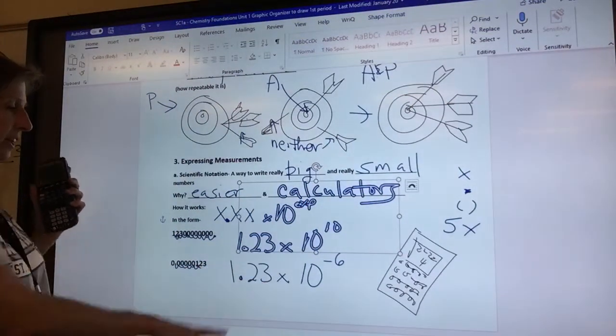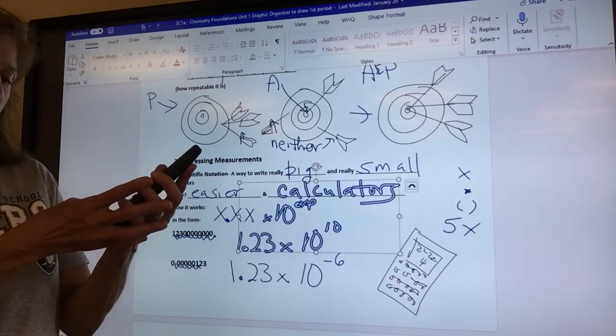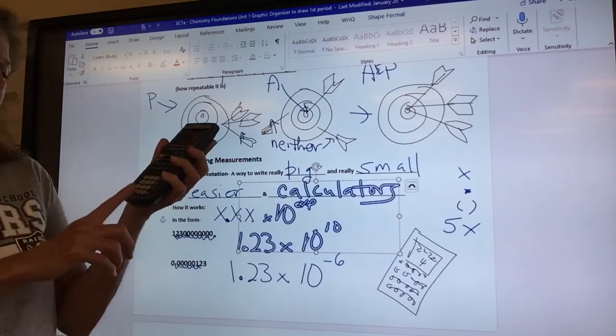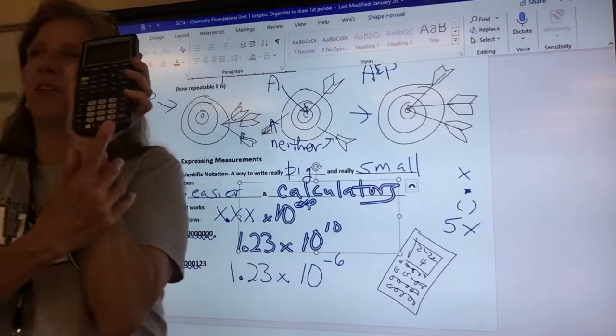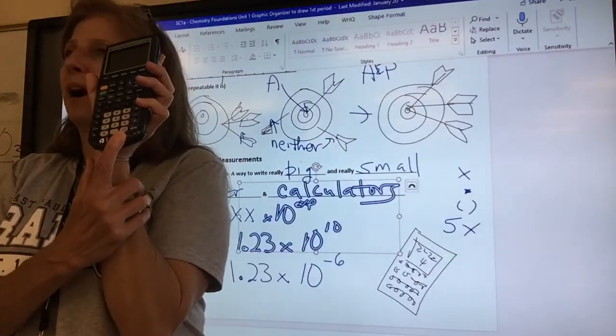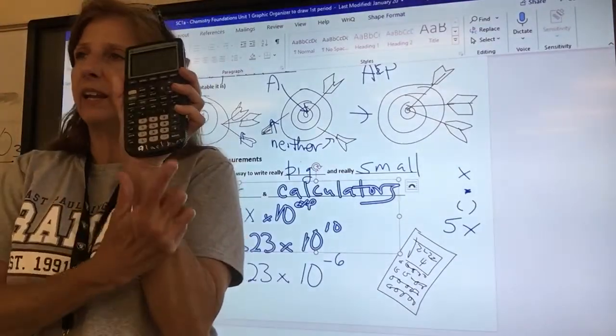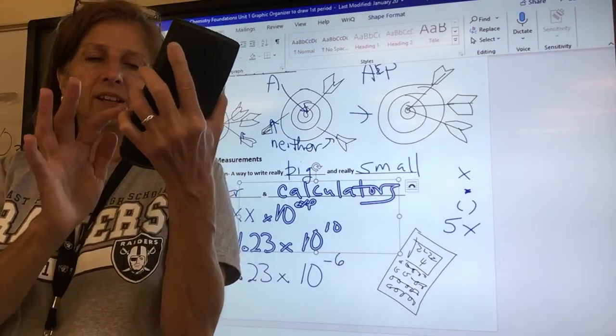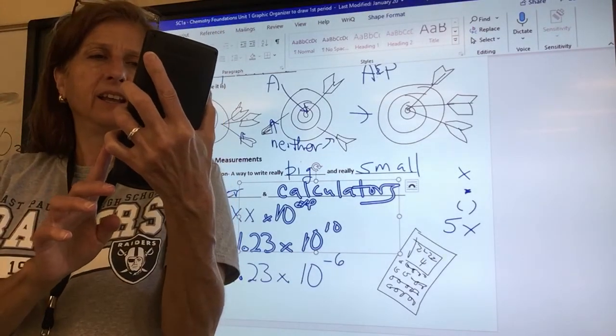Everybody put this one in your calculator. So we're going to try again, 1.23 EE, however you get to it. And this time you hit negative 6. Now on this calculator, negative is on the bottom. So hit negative, not minus, negative. Negative 6. And then hit enter.